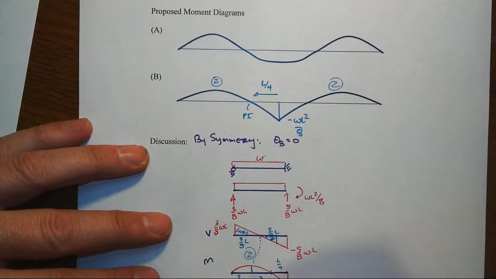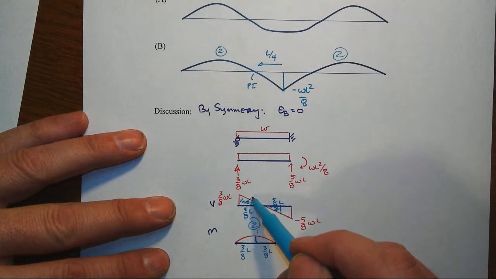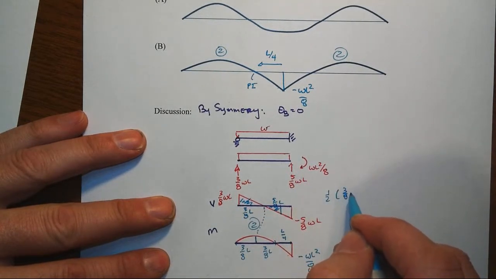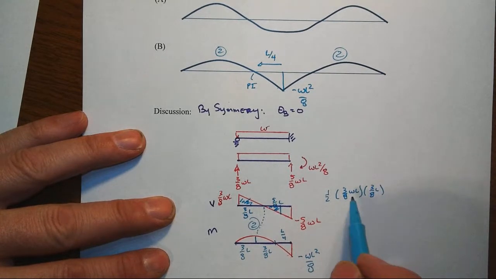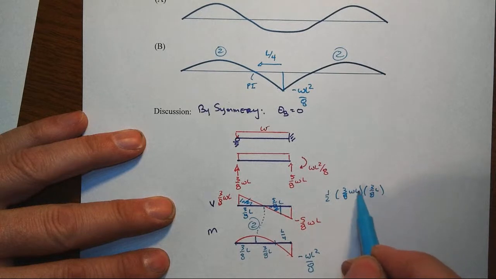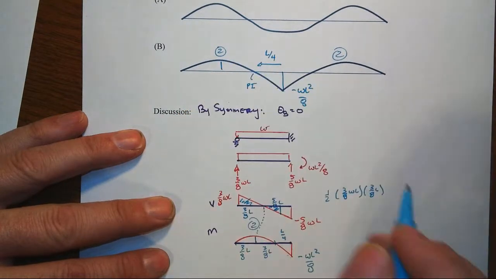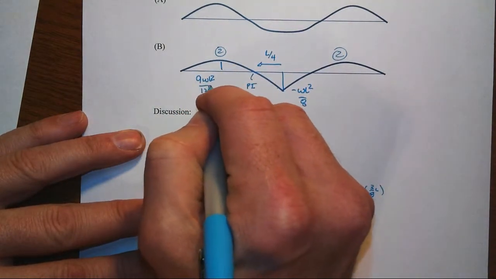And then our maximum, of course, we're going to start at 0 at the left, and we'll add in this 1/2 of 3/8 of WL times 3/8 L. So there's going to be a WL squared. We got 3 times 3, that's 9. We've got 64 here, and then you've got the 2 in there. So that maximum is going to be then 9WL squared over 128.